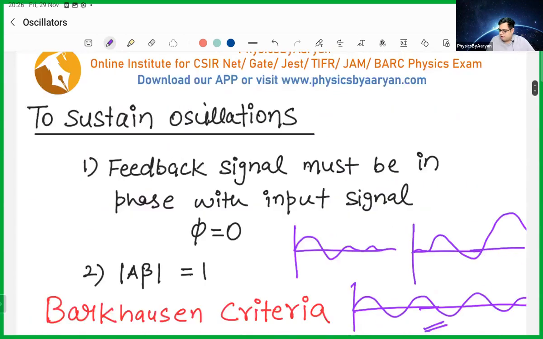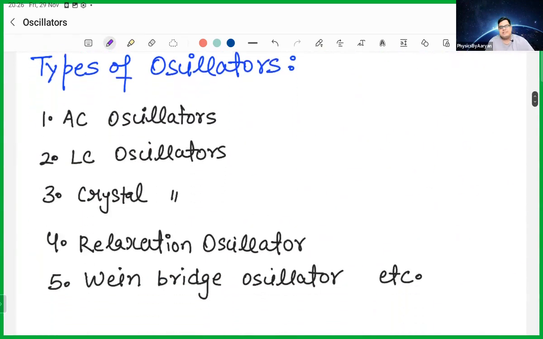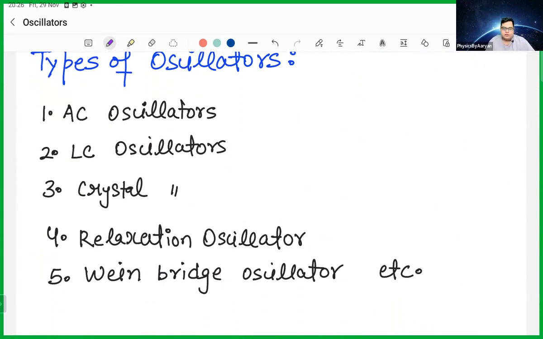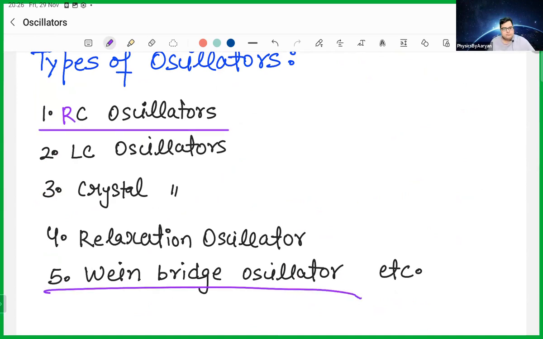There are a few oscillators, for example, RC oscillator, LC oscillator, crystal oscillator, relaxation oscillator, and Wien bridge oscillator. There are many names. For us, there are two oscillators which are important. Number one is the RC oscillator, and number two is the Wien bridge oscillator. These two are the important oscillators, and we need to study them. And both of them have a different feedback circuit. So what is different in them is the feedback circuit.